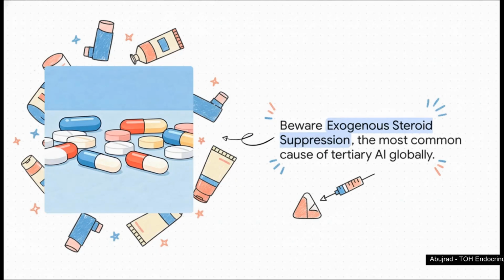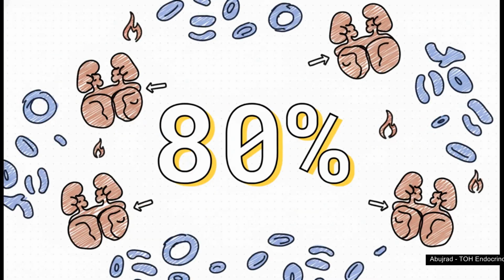And we always have to come back to this. The most common reason for a suppressed HPA axis in the entire world is the steroids that we prescribe. You have to take a thorough medication history, and don't forget to ask about things like high-dose inhaled or even topical steroids.